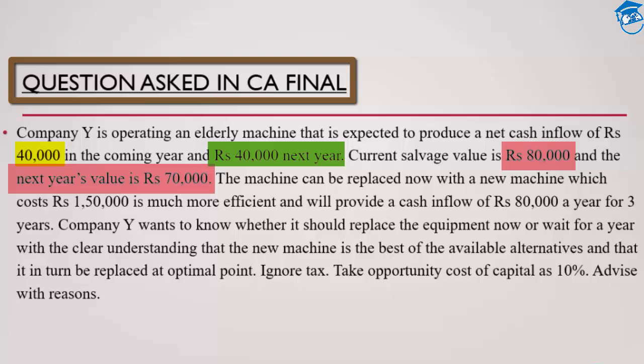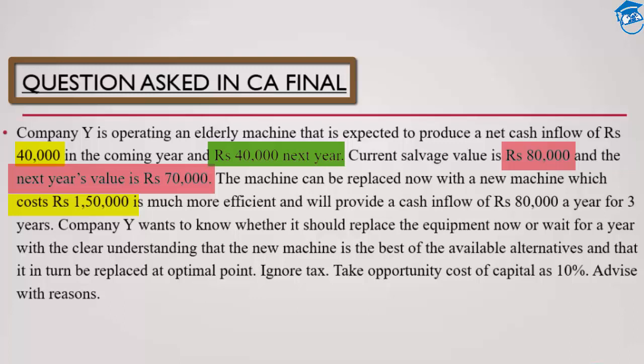Cool? Perfect. Number 3, my new machine is going to cost me 1,50,000. Be it if I purchase it now or if I purchase it next year, it's going to cost me the same amount, that is 1,50,000. What benefit is it going to provide me?